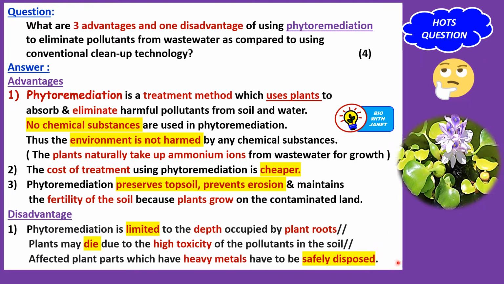And thirdly, affected plant parts which have heavy metals have to be safely disposed of. You cannot just allow them to die there, and then when they rot or decompose, the heavy metals will go back into the soil. So after they have absorbed these heavy metals, we have to get rid of these plants in a safe way, because these plants contain the heavy metals.